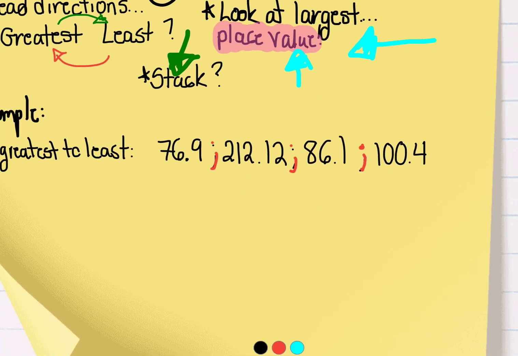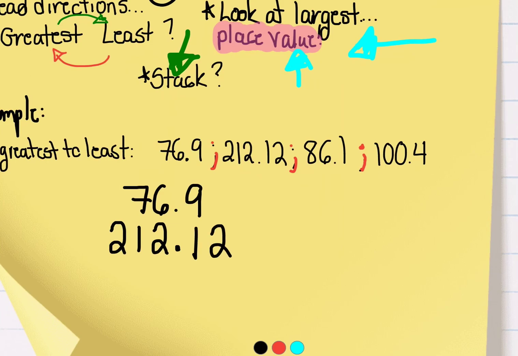The way I would do that is I would stack them one on top of the other, and I would start with the first number, 76.9. Then everything after that, I would line up by place value. The next number is 212.12. There is a 2 in the hundreds place, a 1 in the tens place, a 2 in the ones place, decimal, 1 in the tenths, 2 in the hundredths.